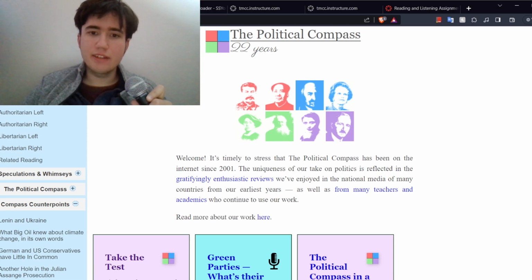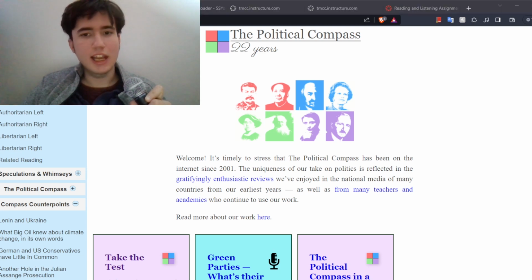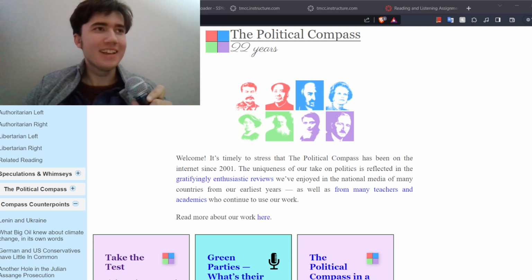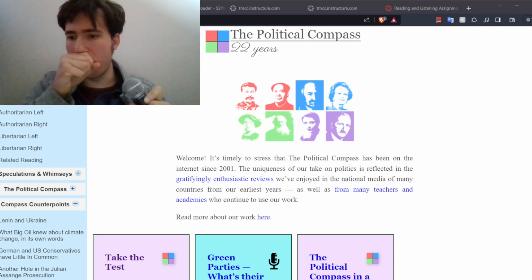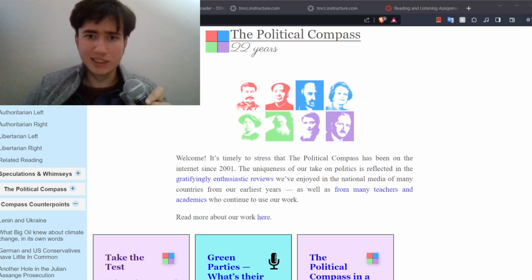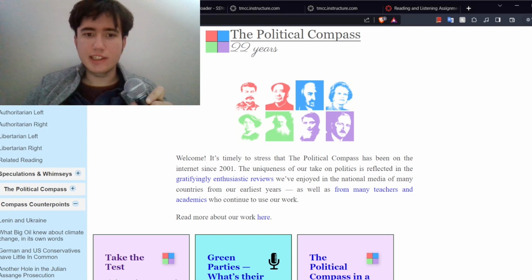But then we have green for libertarian left, which makes sense because we have green parties and whatnot. But then the one that doesn't make sense is purple for libertarian right, because it should be yellow. And everybody realized this. It should be yellow because yellow is the color of liberalism, and it's also the color of libertarianism, like right-wing libertarianism. So yeah, that's odd. But you can see here, he has rendered these pictures of different people.